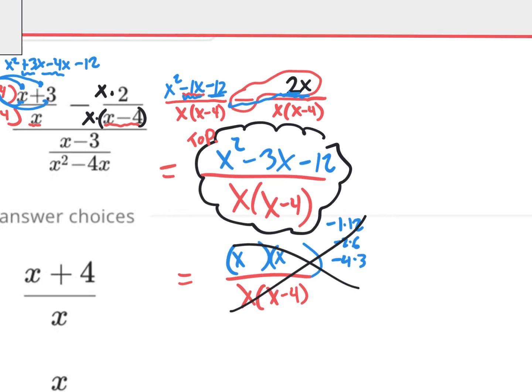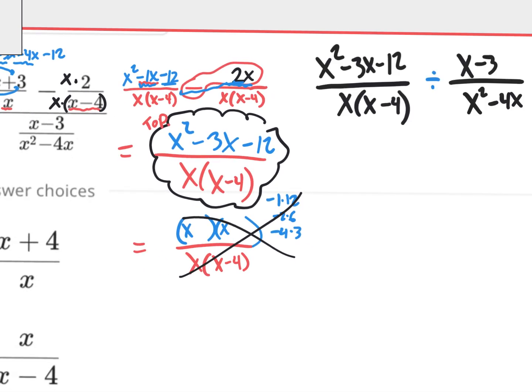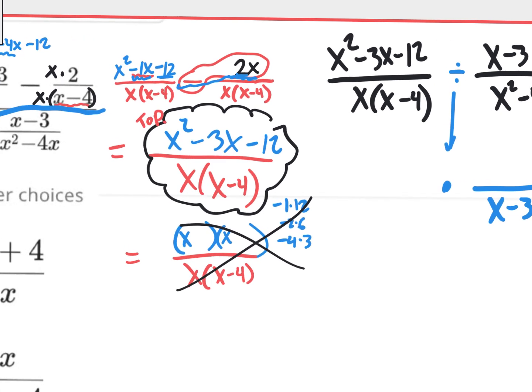So let me rewrite this. Okay, so I rewrote it. The top one is right here, and then we have this huge division bar, which I am writing as a division sign, and then the bottom fraction is right there. So I'm going to change this division to multiplication and flip the second fraction only. So the division is going to become multiplication. The second fraction, you're going to have the x minus 3 on the bottom instead of the top.